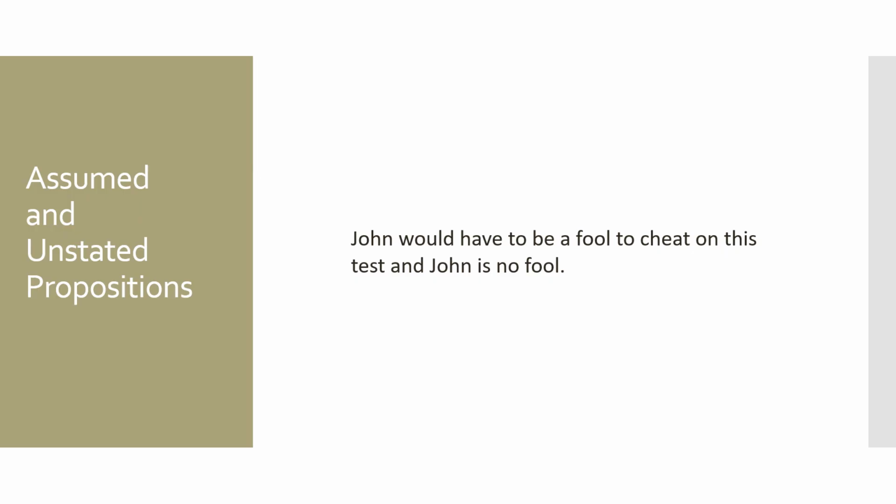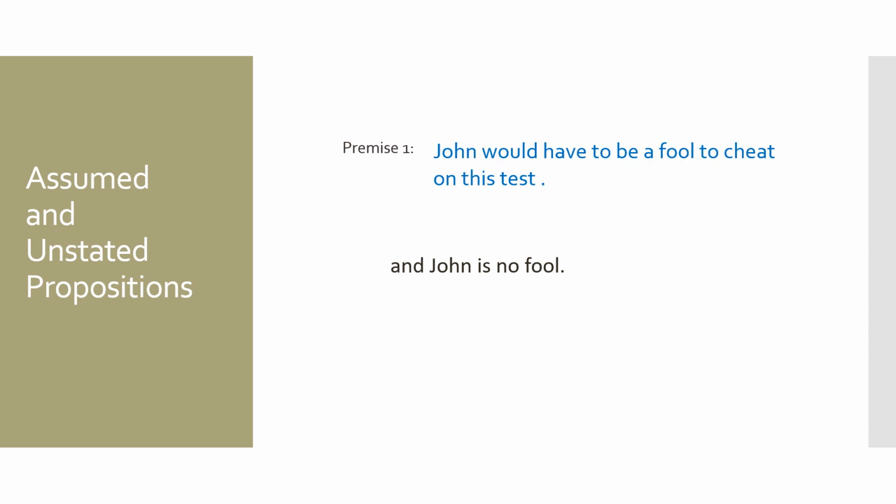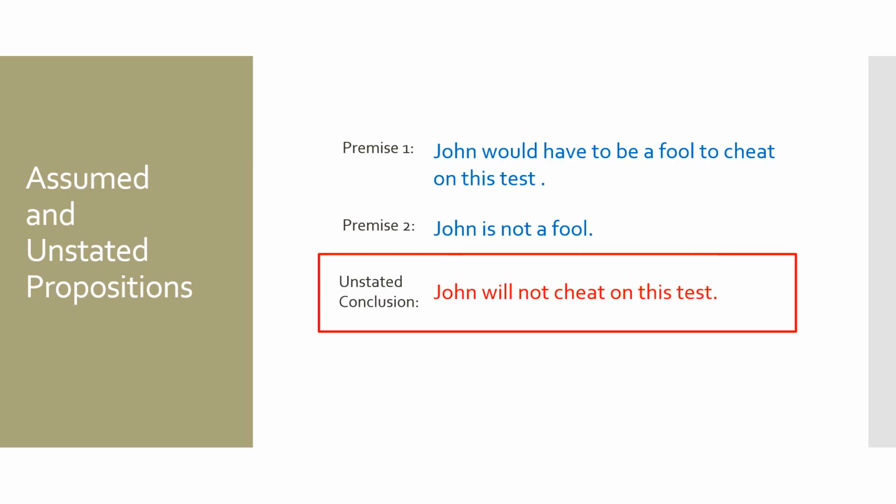So the argument says, John would have to be a fool to cheat on this test, and John is no fool. The first premise of this argument rather clearly is going to be that John would have to be a fool to cheat on this test. The second premise is going to be simply that John's not a fool. And the question that's left to us here is what follows from these two claims? Notice in the original argument, no conclusion was actually stated, but it's very clear that one is being implied here. And what is that conclusion? Well, the unstated conclusion is basically John's not going to cheat.